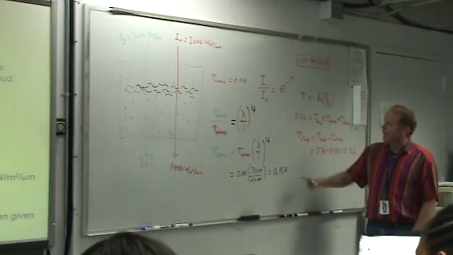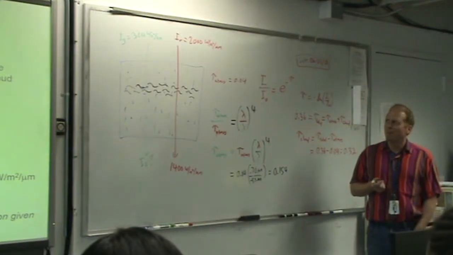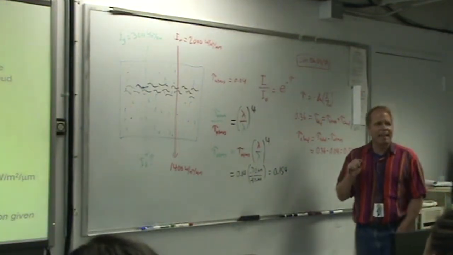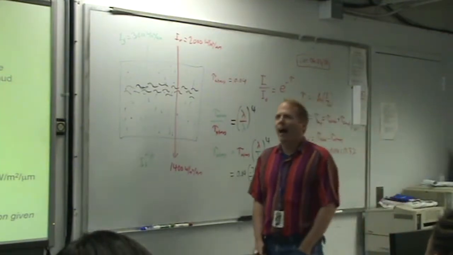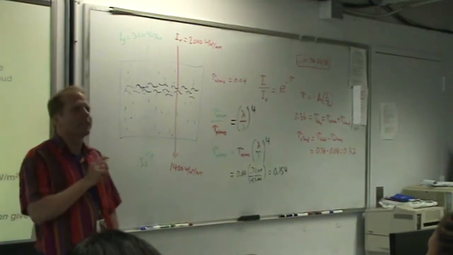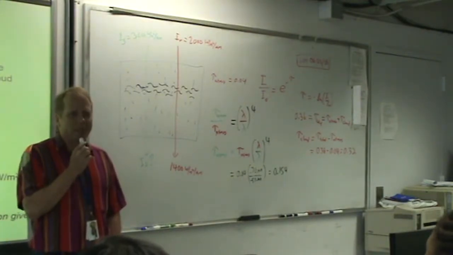Okay, so now we have the optical depth for the atmosphere. But that's not enough, is it? Because we need the optical depth for the clouds. How are we going to get the optical depth for the cloud? We know the optical depth for the cloud in the red. How do we get it in the green?